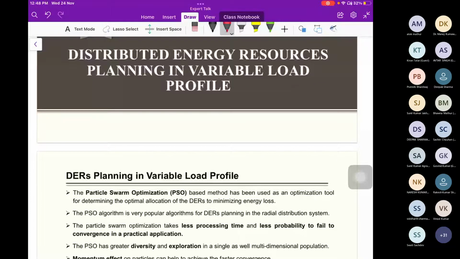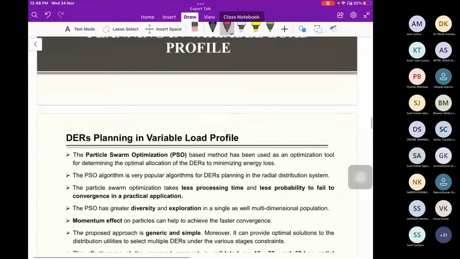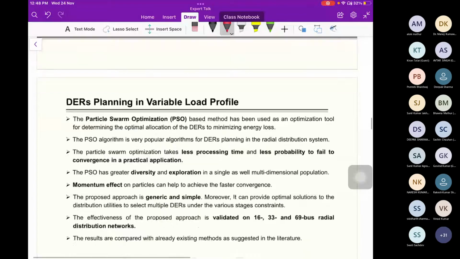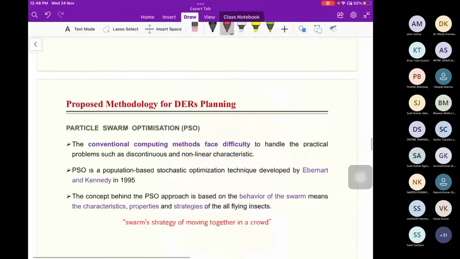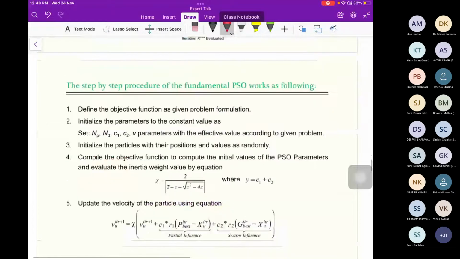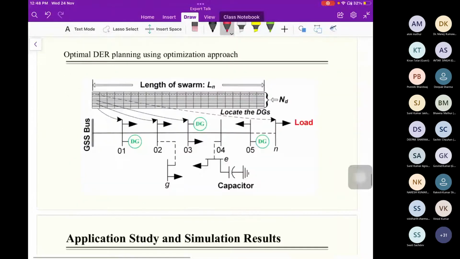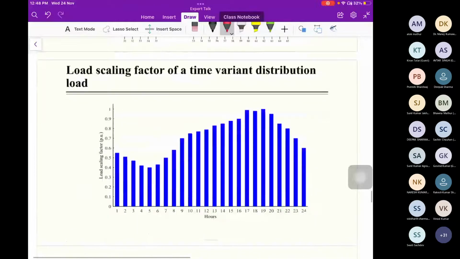The demand of the system is increasing and decreasing throughout the day. It is variable in nature, and in this condition we can assume that there is a peak demand in the evening, at 17, 18, and 19. In the morning, there is very little demand. Then again, it is decreasing.